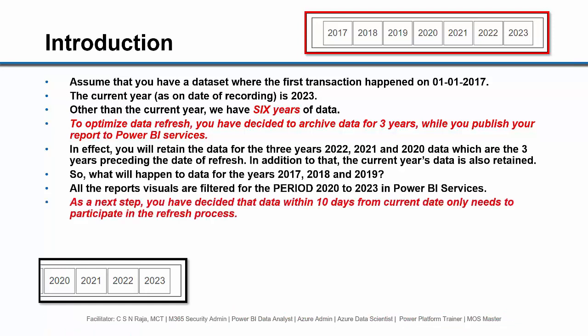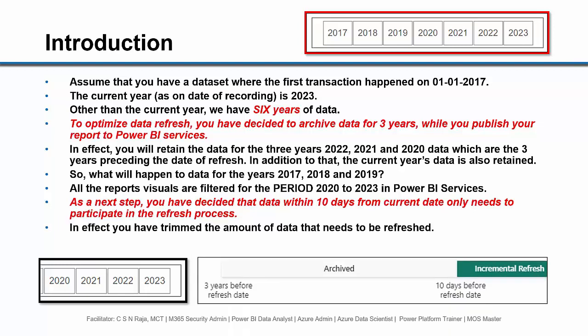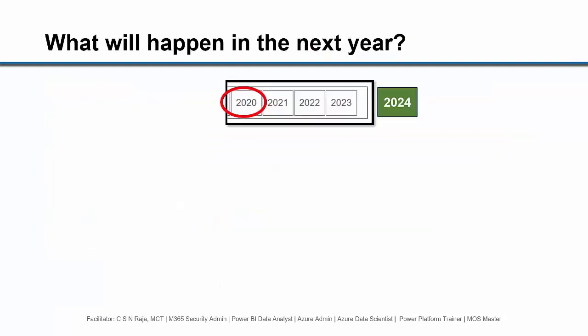As a next step, you have decided that data within 10 days from current date only needs to participate in the refresh process. In effect, you have trimmed the amount of data that needs to be refreshed. This is the concept of incremental refresh. So there are two policy terms you are going to define. How many years you want to retain as an archived data or historical data, and how many days of data you want to refresh. So in this example, I'm talking about retaining 3 years of data, and the refresh should happen within 10 days.